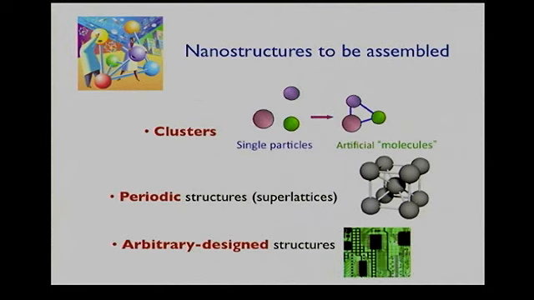Essentially, as crystals form from atoms, superlattices or periodic structures can be formed from nanoparticles. How to do it, I will tell you. And finally, if we have the ability to fabricate well-designed, well-organized structures that can be, to some degree, designed on demand, I will try to tell you about our advances in this respect.